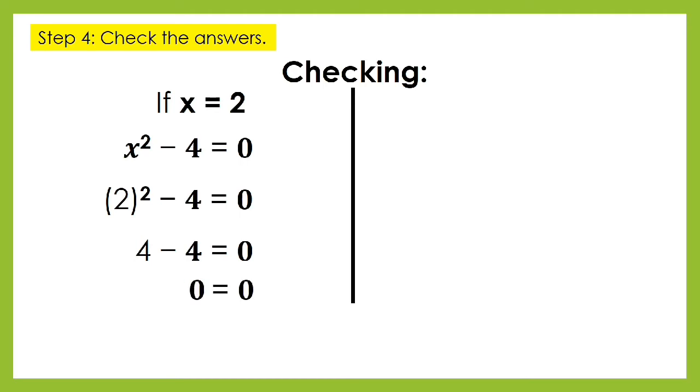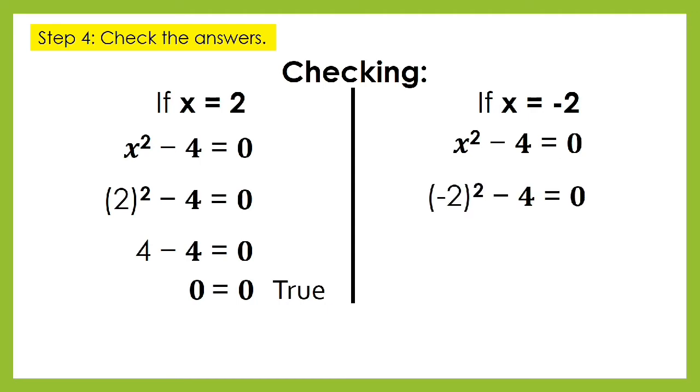We now have 4 minus 4 is 0. It is equal to 0. Since they are equal, it satisfies the equation. So that is true. And then the second root is x equals negative 2. We will also substitute negative 2 to the original equation. X squared minus 4 equals 0. We now have negative 2 squared minus 4 equals 0.